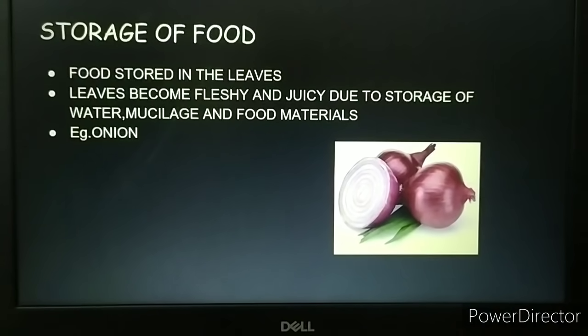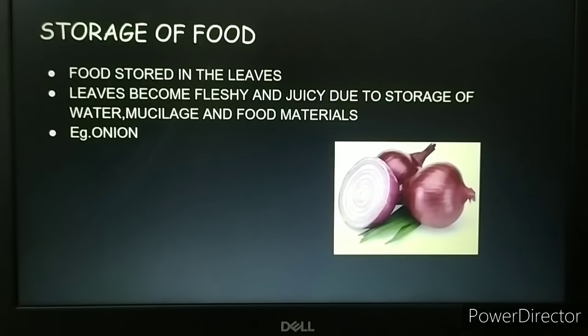In these scaly leaves only, the leaves become fleshy and juicy. Why does it become fleshy and juicy? Due to the storage of water and also the storage of mucilage. Now what is mucilage? It is a gluey or sticky type of substance which is produced in the scaly leaves of onion, and also it stores the food materials.